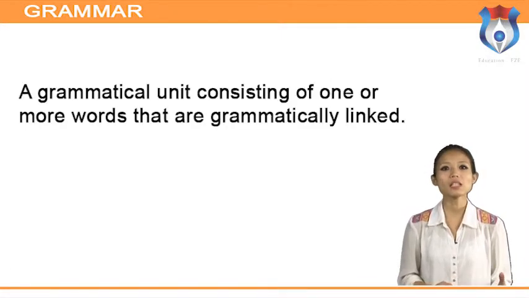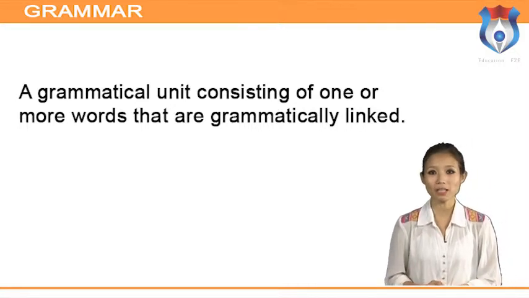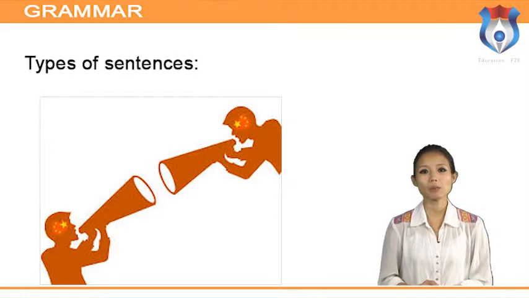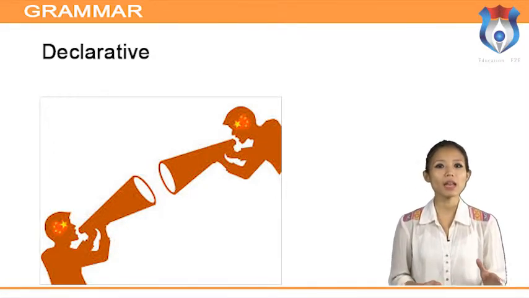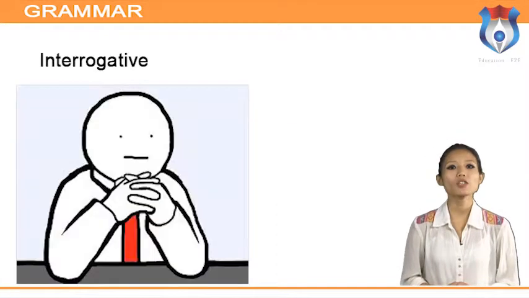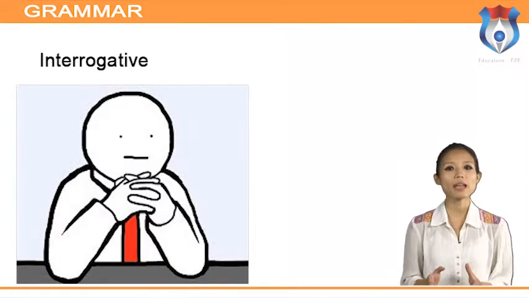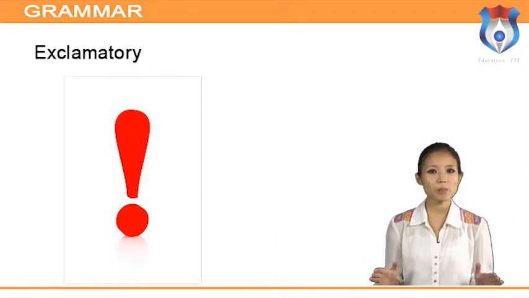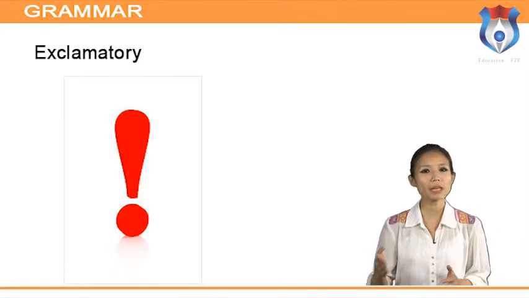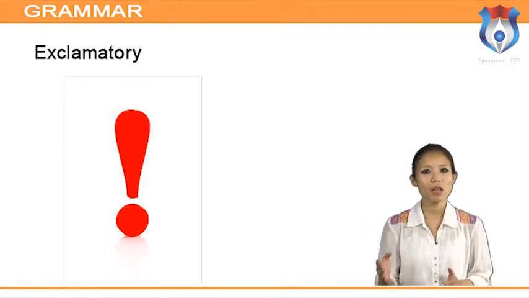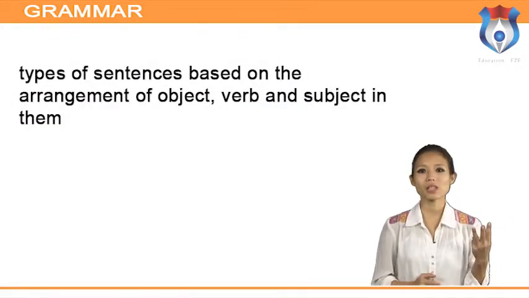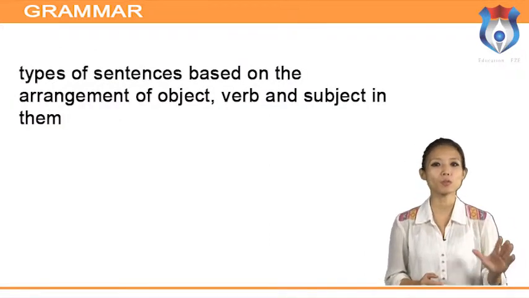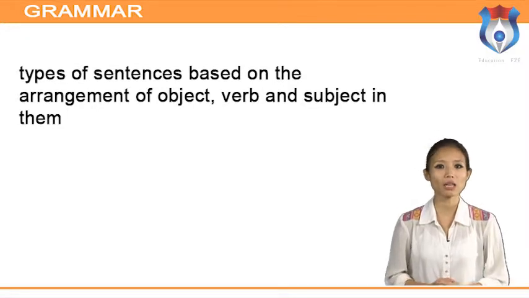Sentence. A sentence is a grammatical unit consisting of one or more words that are grammatically linked. The following are the types of sentences. Declarative. It makes a statement and ends with a period. Interrogative. It asks a question and ends with a question mark. Exclamatory. It shows a strong feeling and ends with an exclamation mark. Imperative. It gives a command. There are three types of sentences based on the arrangement of object, verb and subject in them.